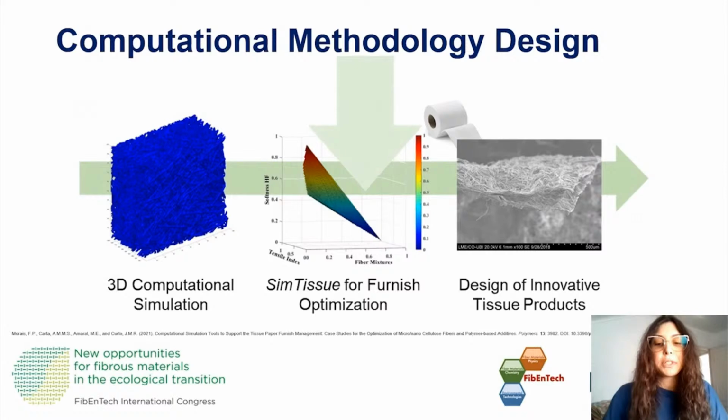The relationships between these properties were established using different innovative computational tools and simulation and experimental data to obtain predictive capability. Then the structures were simulated in 3D to validate this model, and this entire process allowed the computational implementation of the SEAM Tissue to be used in specific cases to support furnish industrial management and optimization, and to design innovative premium tissue materials.